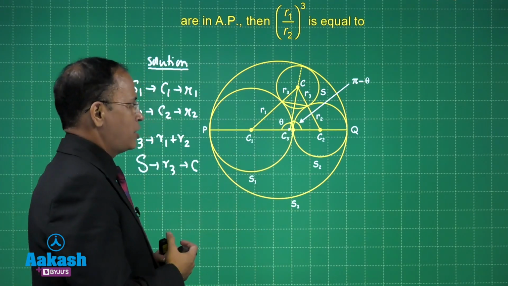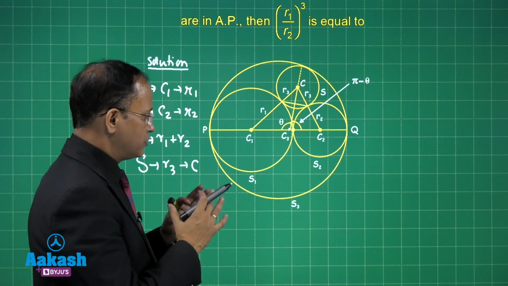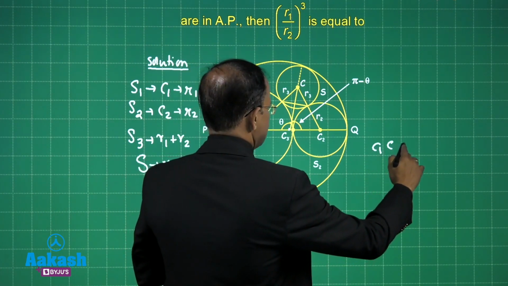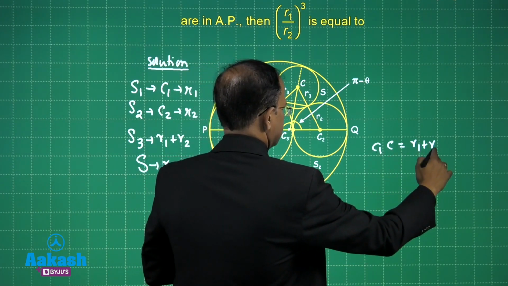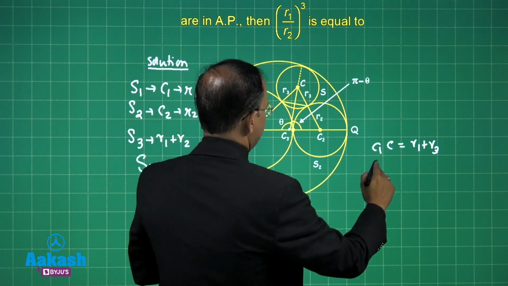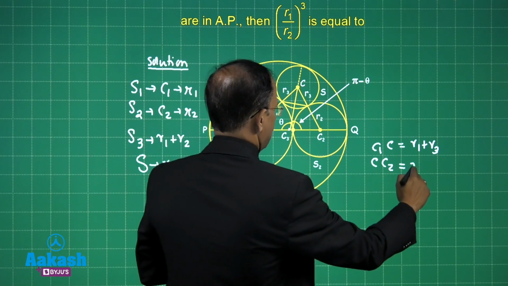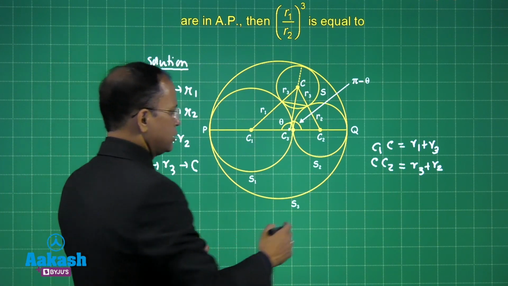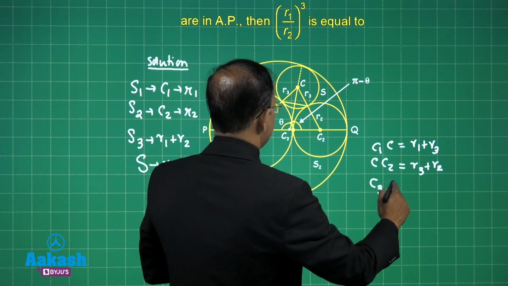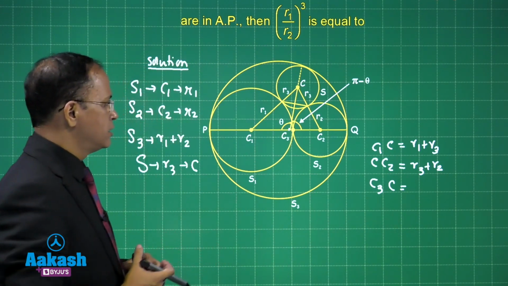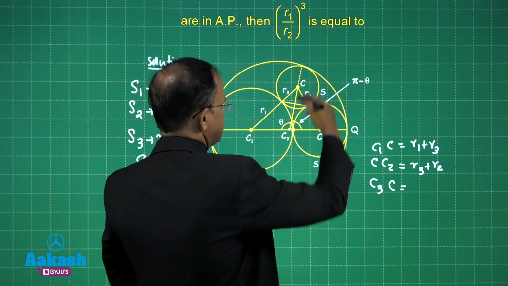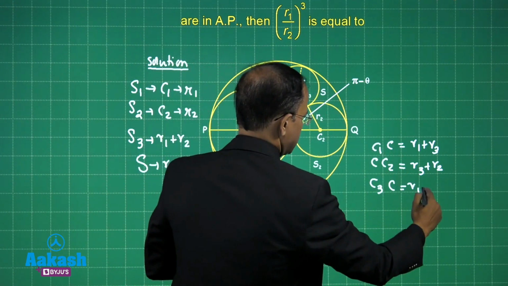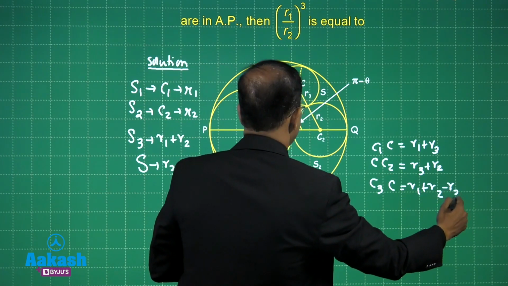Now, getting the relation is an interesting step. If we talk about C1 C, this is going to be R1 plus R3. If I talk about C2 C, this is going to be R3 plus R2. Now, if I talk about C3 C, the whole radius is R1 plus R2, so C3 C is nothing but R1 plus R2 minus R3.